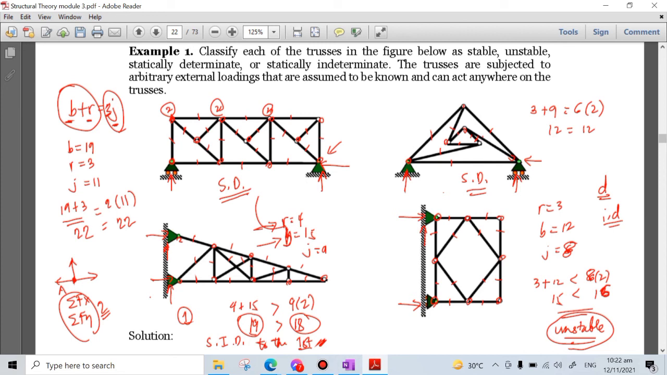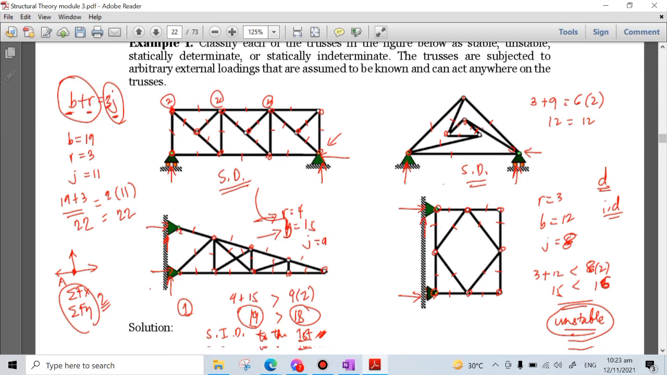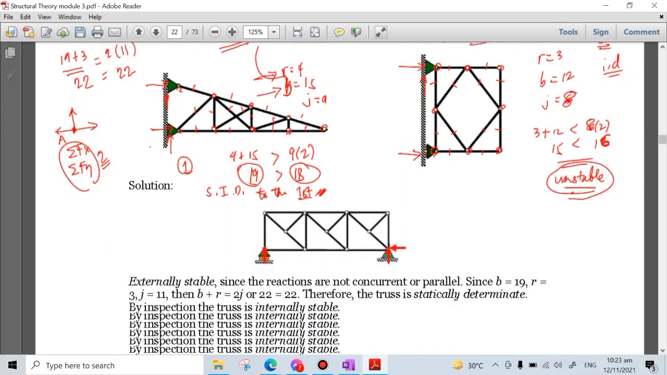Nakikita ba yung mouse pointer? Hello? Nakikita nyo ba yung mouse pointer? Yes po. Kasi baka tinuturo ko tapos hindi nyo rin pang nakikita.